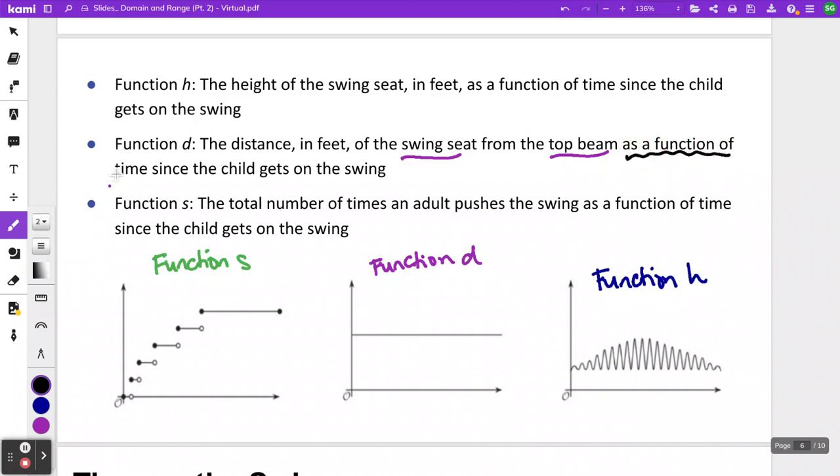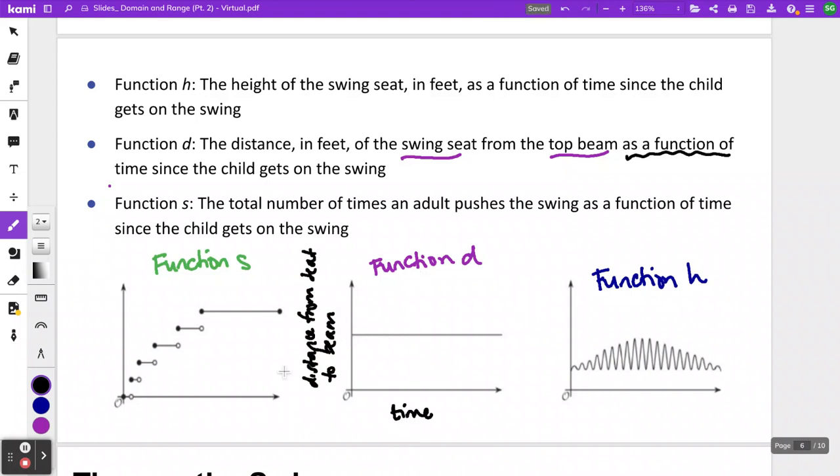For example, D, I can tell reading through this, and since it uses that phrase as a function of, that time is my input. So that means down here is time. Specifically time since the child gets on the swing. And then my output, which is going to go on my y-axis, is the distance from the swing seat to the top beam. So, oh goodness, can I write sideways? It is our distance from a seat to the top beam. I tried to do that as best as I could.